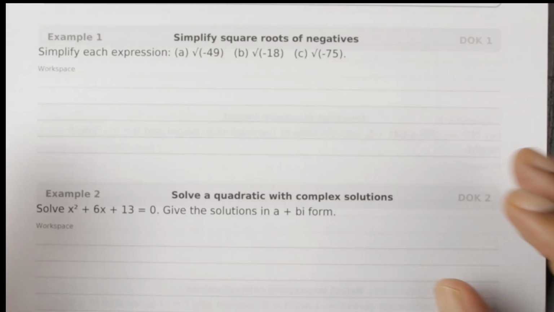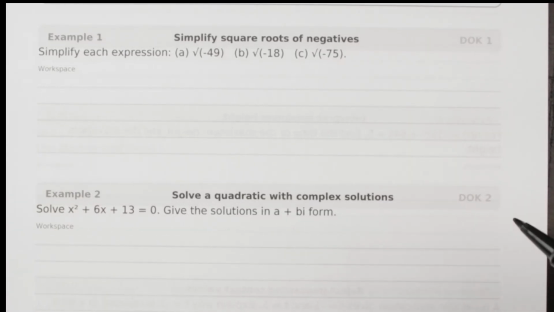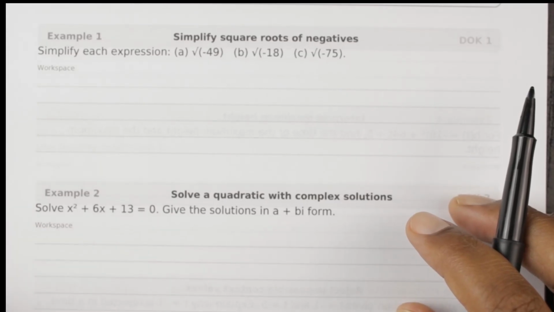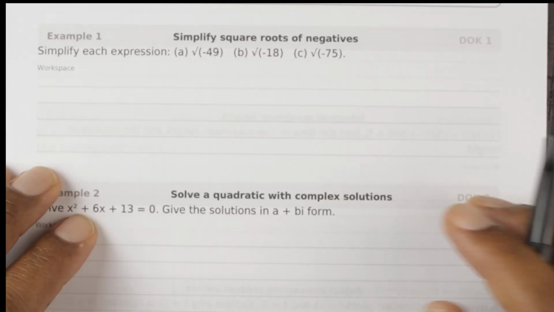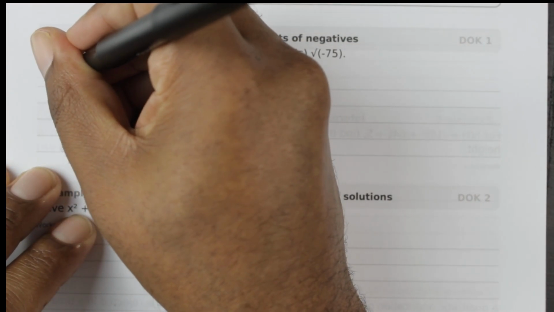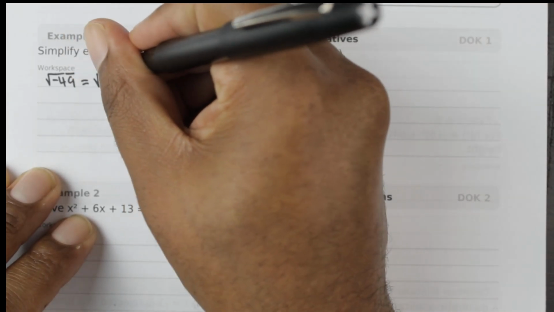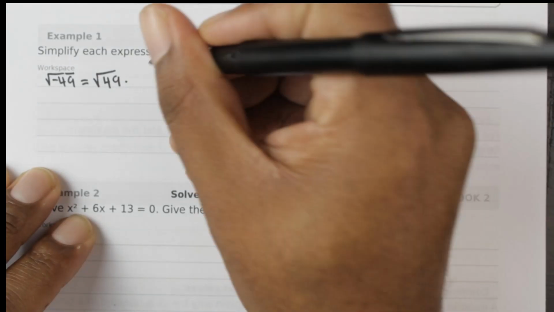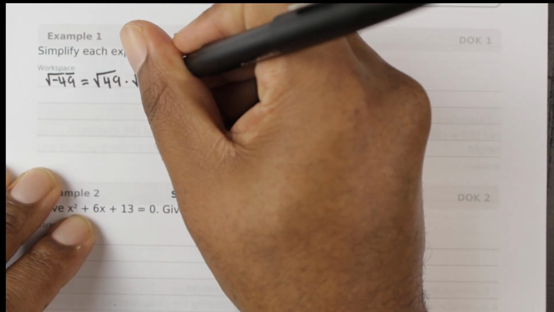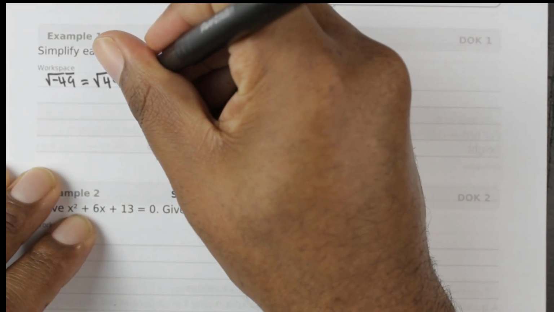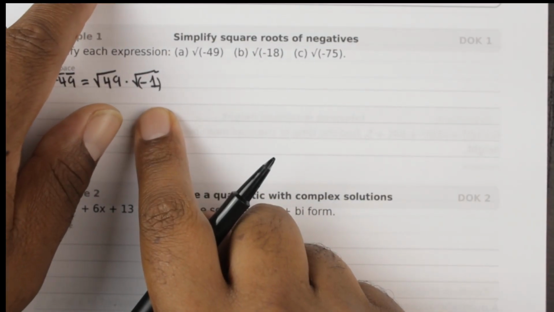Example number one, simplify each expression. We have the square root of -49, the square root of -18, and the square root of -75. Okay, so let's start first of all with A. Since -49 has a negative inside the square root, you have to separate the negative part. So we have the square root of -49, and we're going to separate those parts. We're going to make the 49 multiplied by the -1. Some people like to put this in parentheses, and you can, as it's shown here.